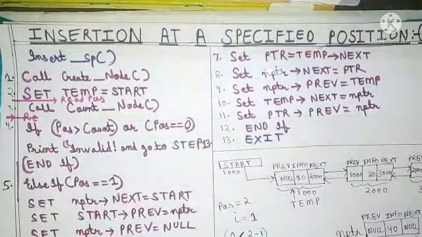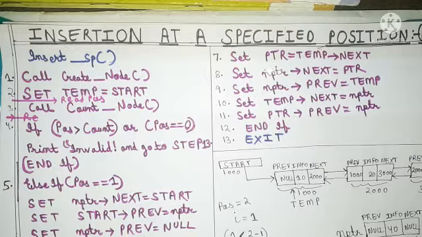Today's video is based upon insertion at a specified position of a double linked list. First of all, we will name the function as insert sp. Sp means specified position. Then we will call the create node function. Create node is already explained in my previous video. The link is given in the description box. You can go through it.